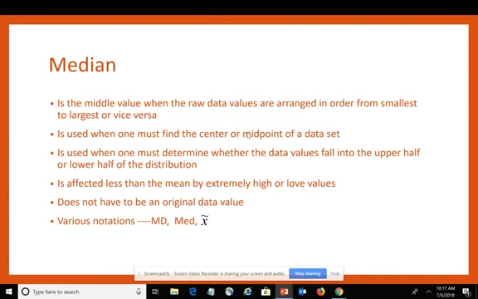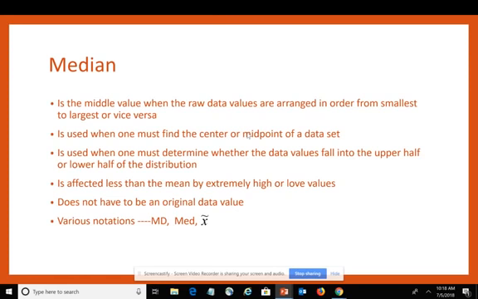The median is used when you want to determine the values that fall in the upper half or the lower half of the distribution. It's not affected by the outliers. So if you have outliers, perhaps the median is the better option in terms of the measure of center. It can be one of your original data values, but it does not have to be.